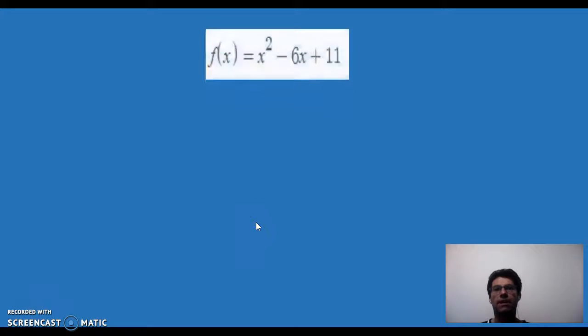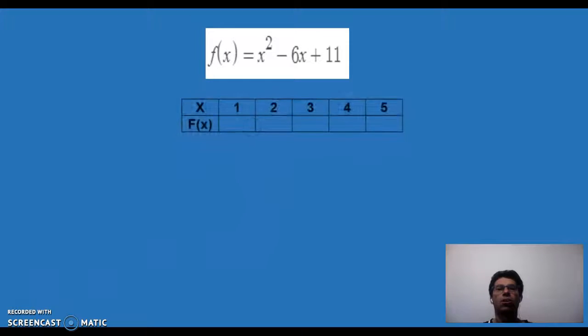Hi there, welcome to this video in which I will try to explain how to complete a table and how to sketch a function, specifically a quadratic function. Given the function x squared minus 6x plus 11, let's complete this chart.